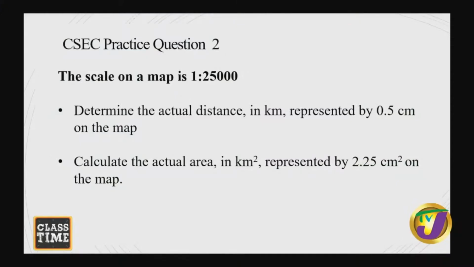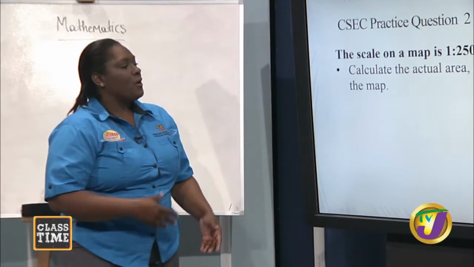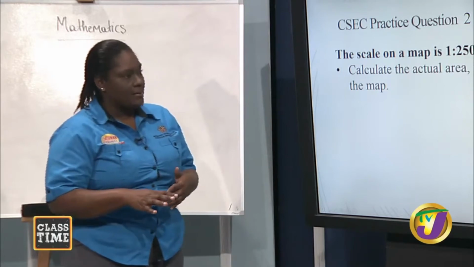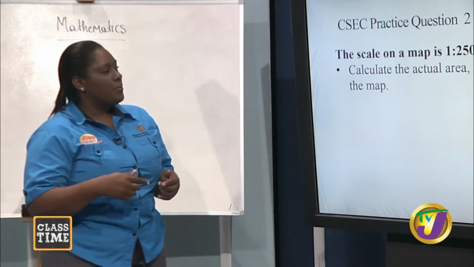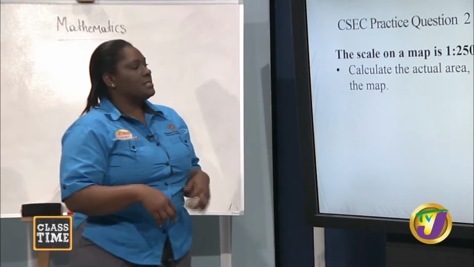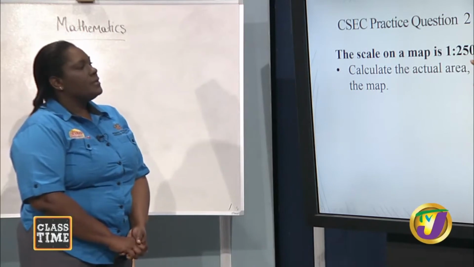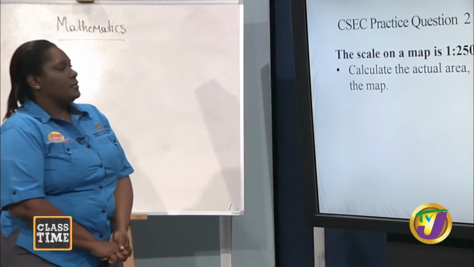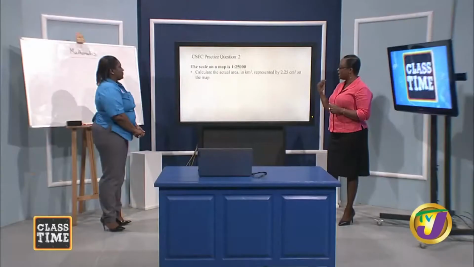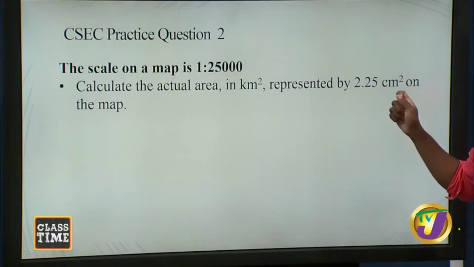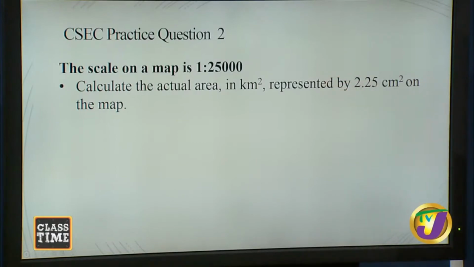The scale on a map is 1 to 25,000. We are required to calculate the actual area in square kilometers represented by 2.25 square centimeters on the map. From this, I deduce that the 1 is in centimeters and the 25,000 would be centimeters as well. So I have the scale, and I have the area on the map, and I have to find the actual area.